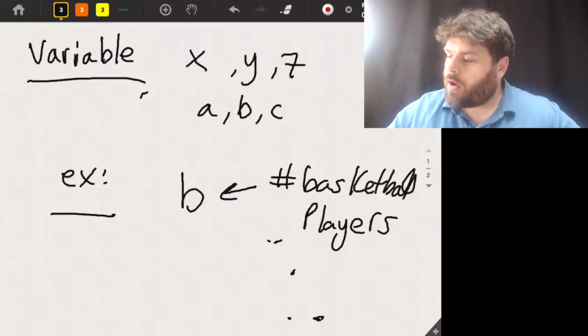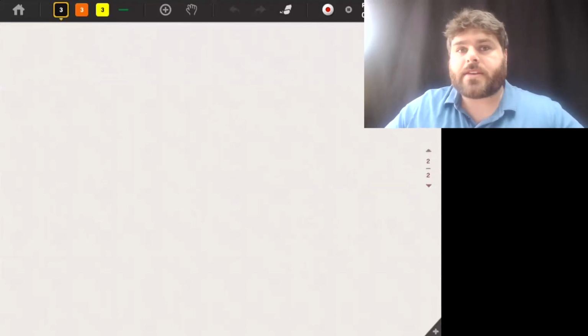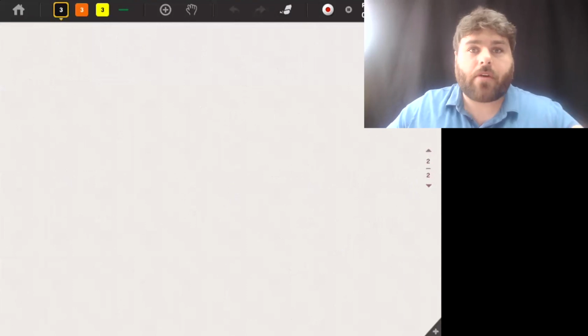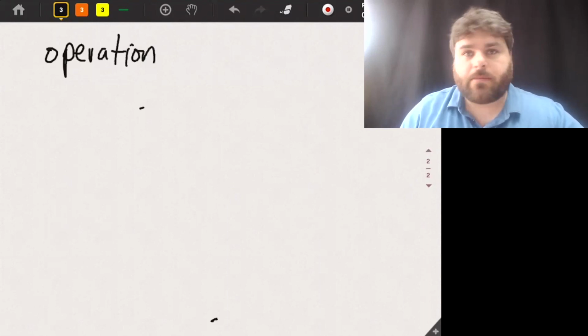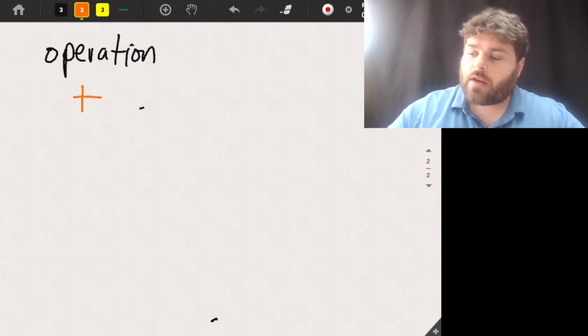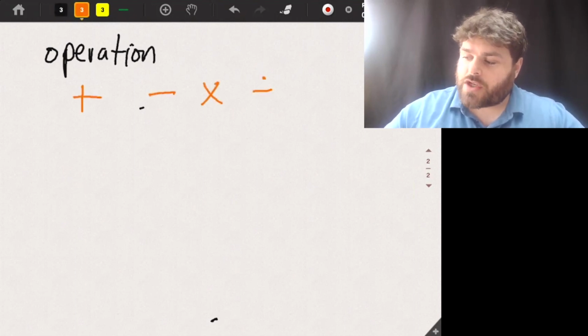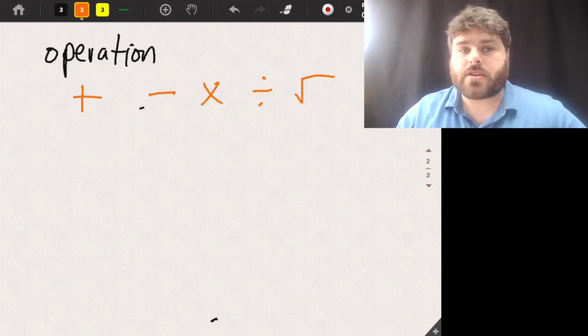All right, so what we do with that variable is we expand on that. We add to that. We use operations. So before I get into that, we're going to talk about what an operation is. An operation is a mathematical symbol, like addition or subtraction or multiplication, division. We can do square roots, we can do squares. There are all sorts of other ones too, but those are the basic operations that we talk about.